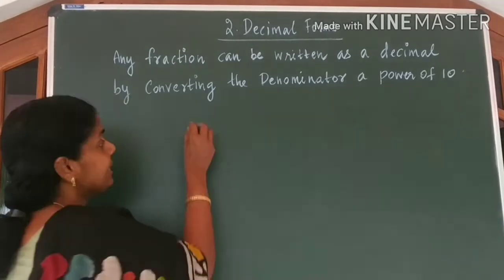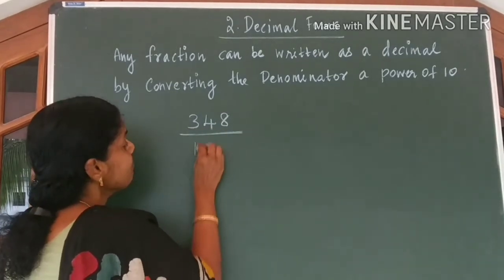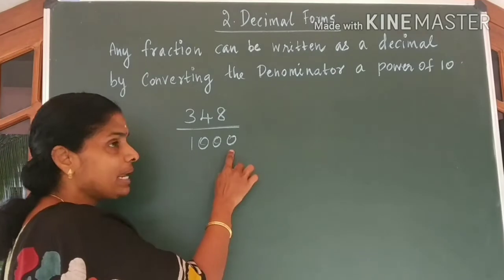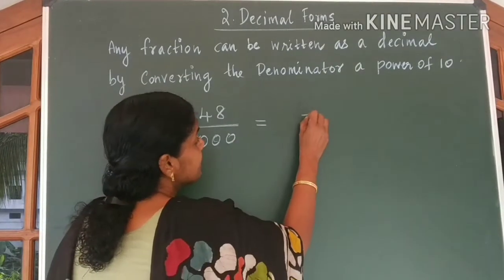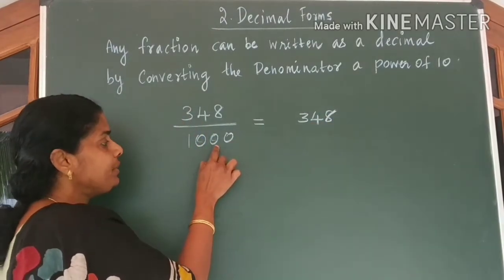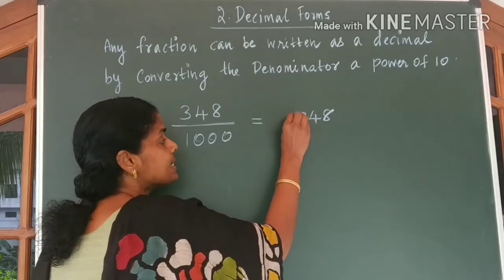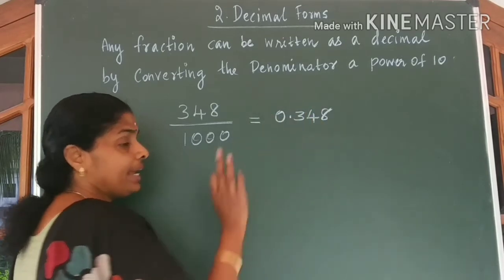For example, 348 divided by 1000. Here, since the denominator is 1000, we can write this number as 348. Count the number of zeros. 1, 2, 3. So keep the decimal point before 3 digits. So we can write this number as 0.348.